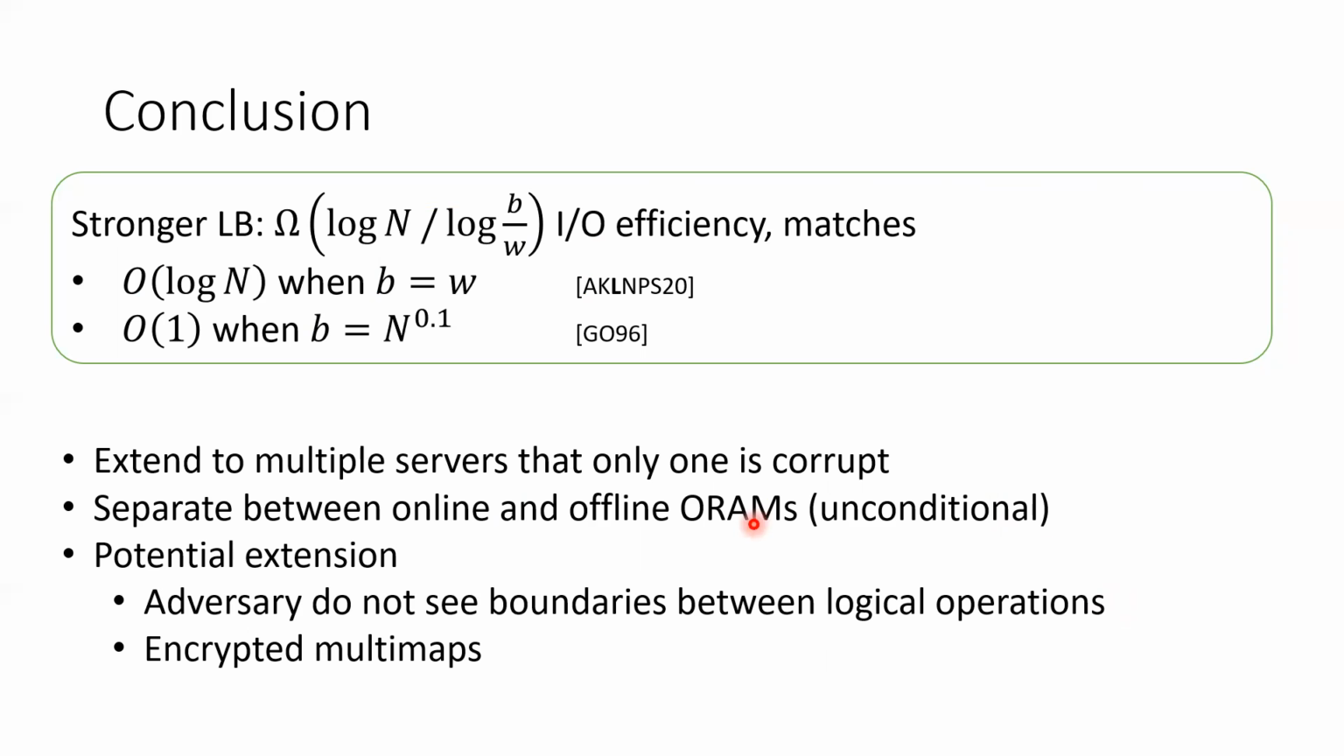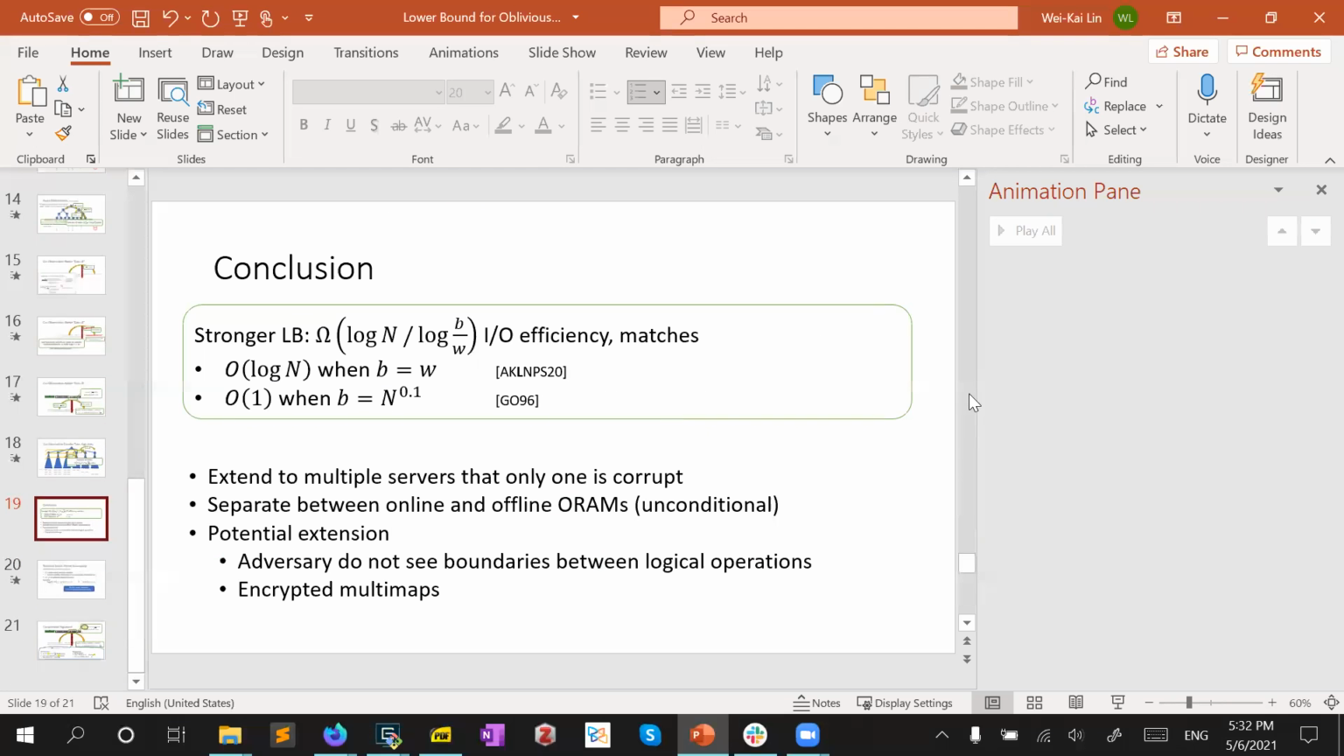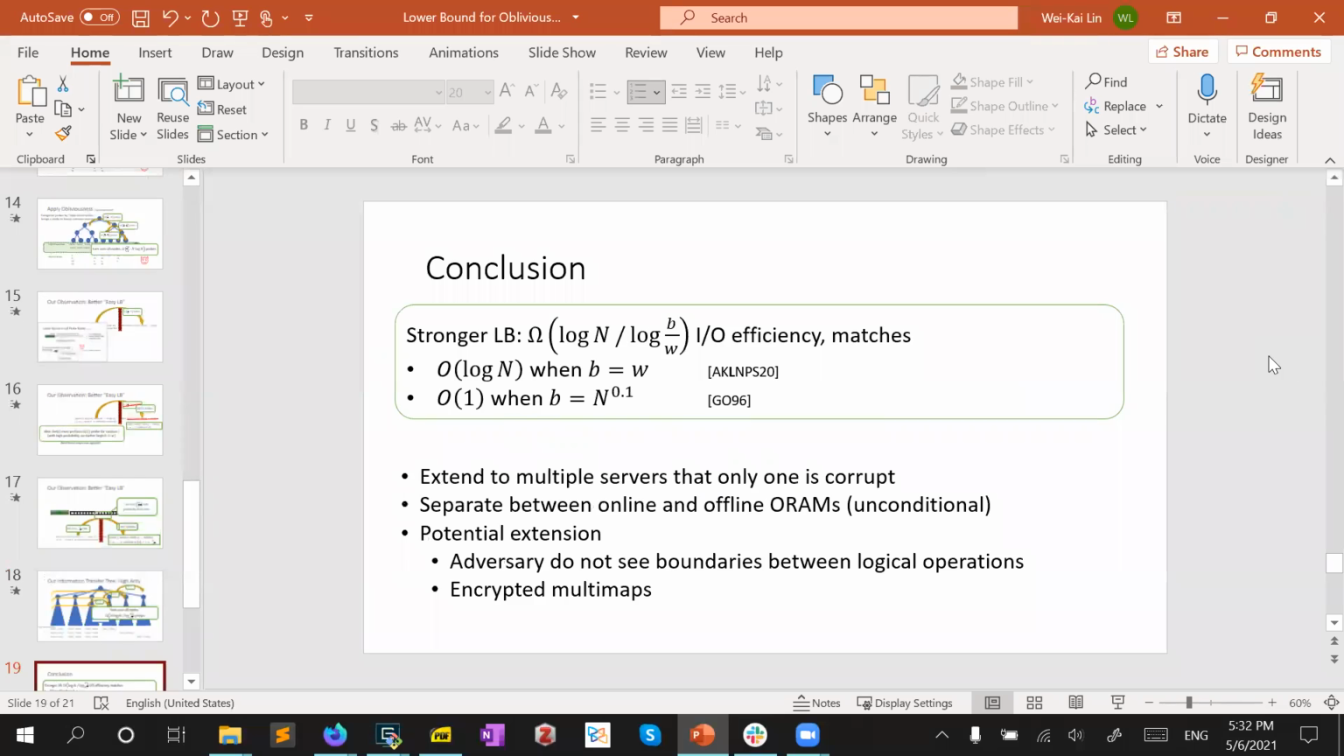Yeah, I have one question. Sure. What would the lower bound look like if we're not requiring identical distribution, but like computationally close distribution?